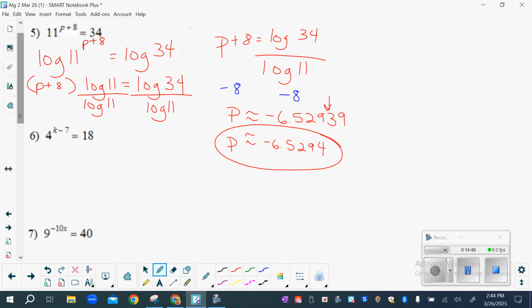Okay, so number 6. Back here in this group, tell me what to do first on number 6. So take the log of both sides, yes? Gotta add them all.